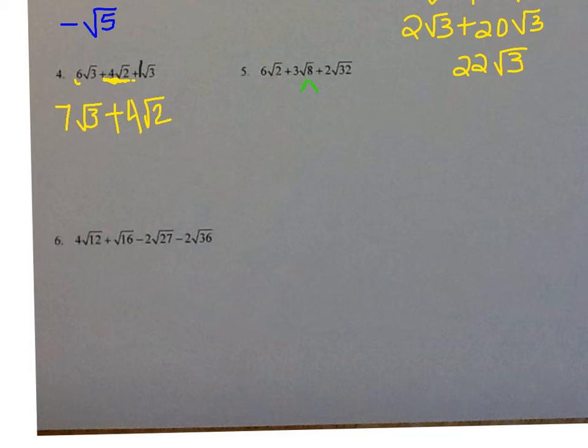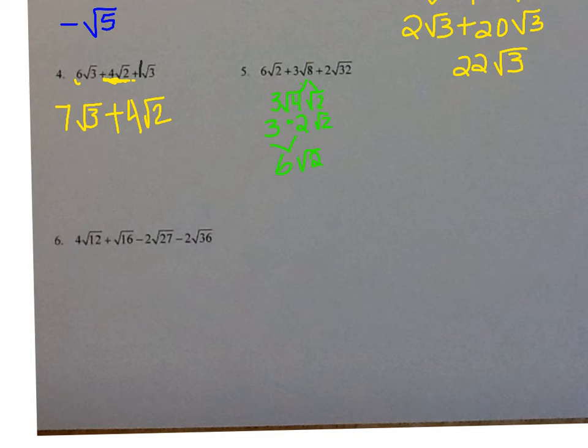What perfect square goes into 8? That would be 4 times 2. Okay, so then we have 3. The square root of 4 is 2. And then we have the square root of 2. So then this becomes 6 square root of 2.